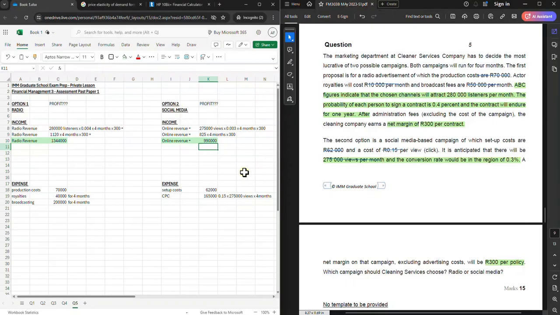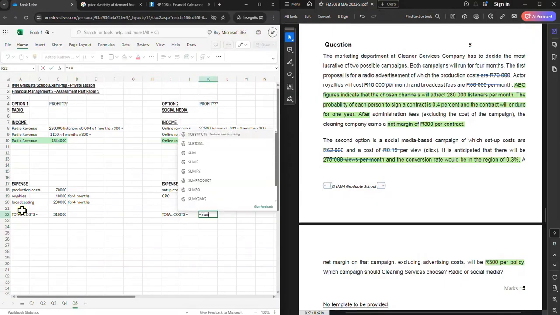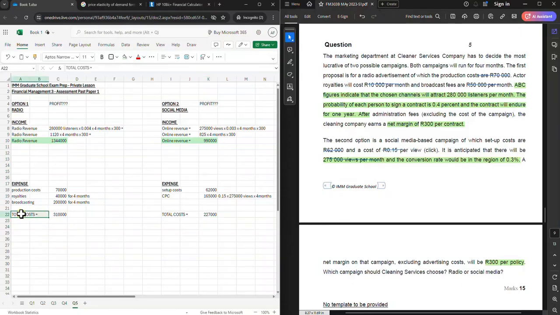Is that right? Yeah, looks like it. What else? Did we leave anything out? No, I think that's everything. We looked at all the amounts today. Okay, so we can wrap up, and we need a total here, which is production plus royalties plus broadcasting, and the same for the other, which is CPC plus setup costs. Then we take the one amount and minus the other. Revenue minus costs. Yeah, exactly.